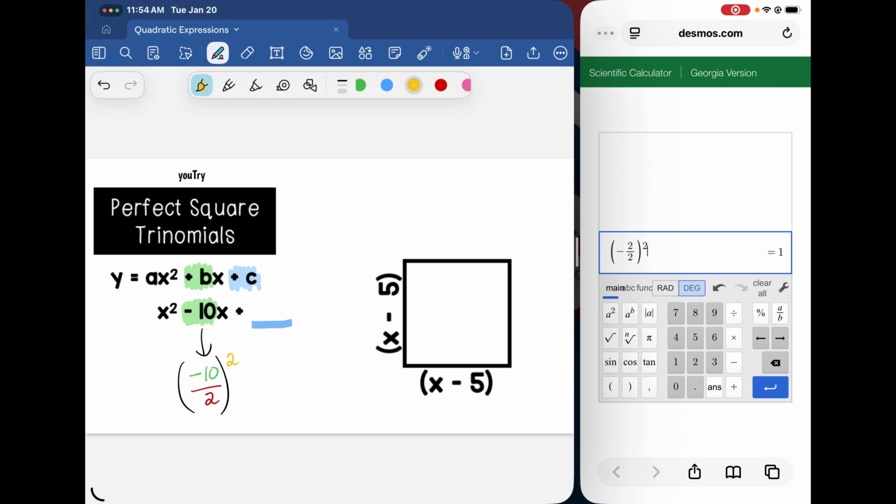So in my calculator, open up my parentheses and type in -10 divided by 2, square. Notice that my square is on the outside and not the inside. So half of my b value squared will give me a +25. And I have completed my square.